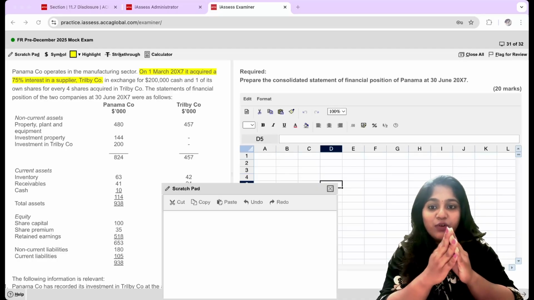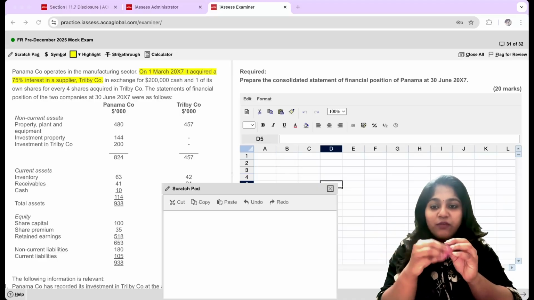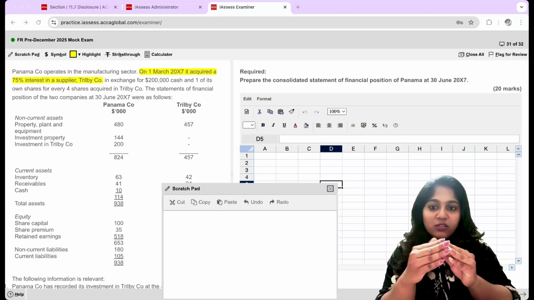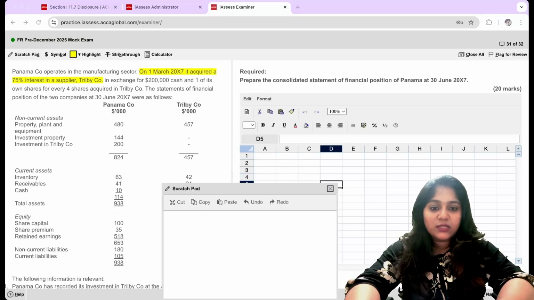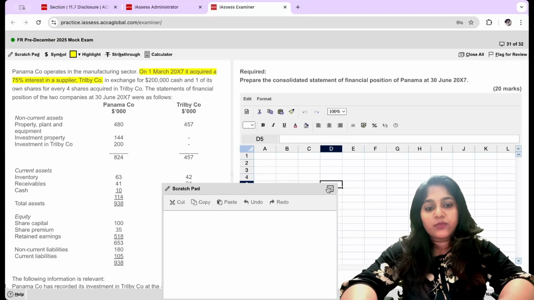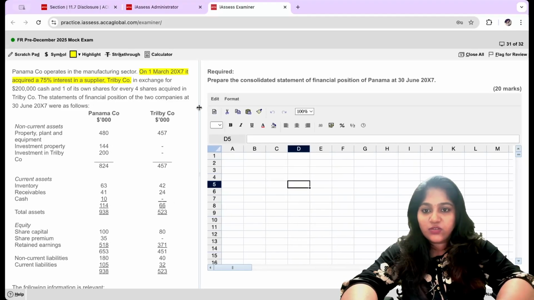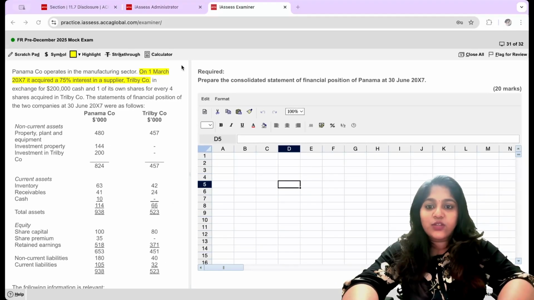In exchange for $200,000 cash and one of its own shares for every 4 shares acquired in Triple E company, the statement of financial position of the two companies at 30th June X7 were as follows. So we have two different types of purchase consideration, one is cash, and another one is treated as share exchange. So let's go one by one.